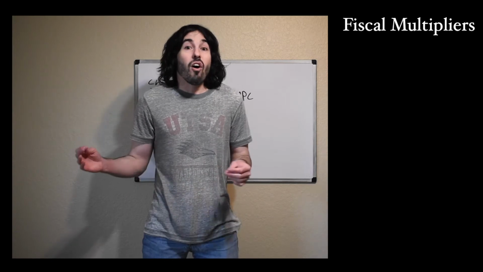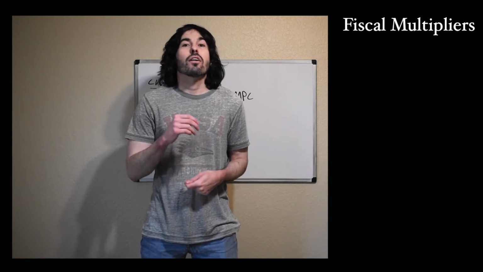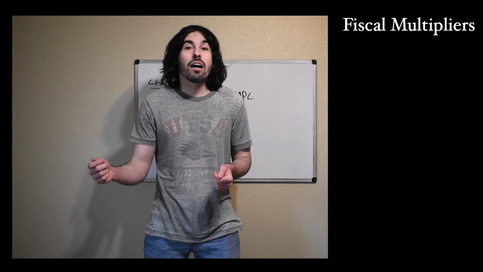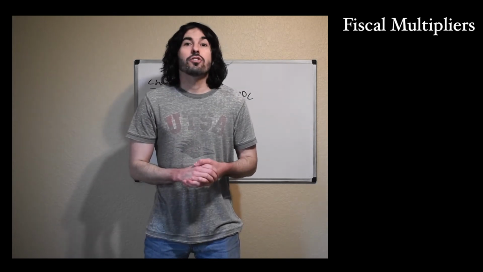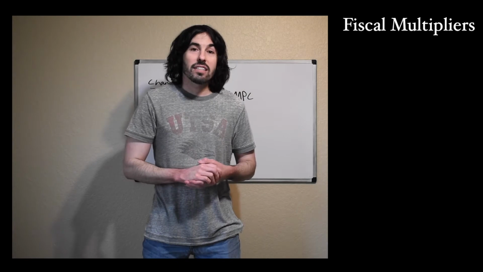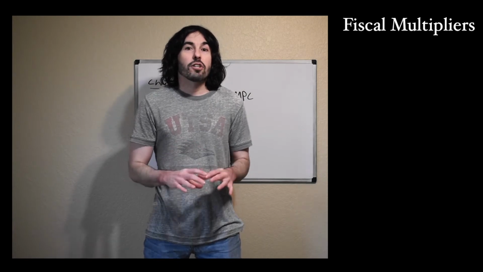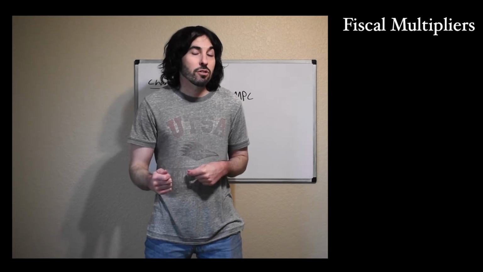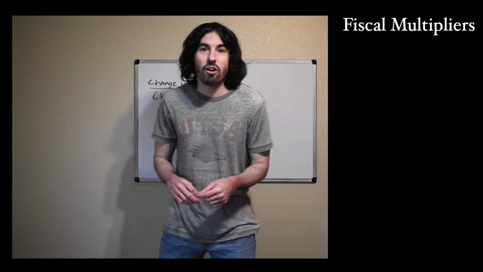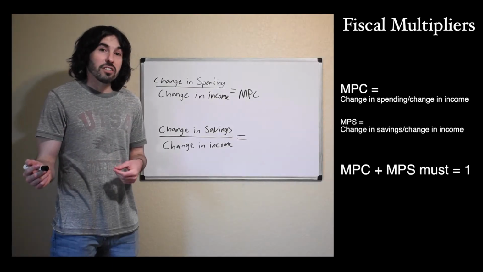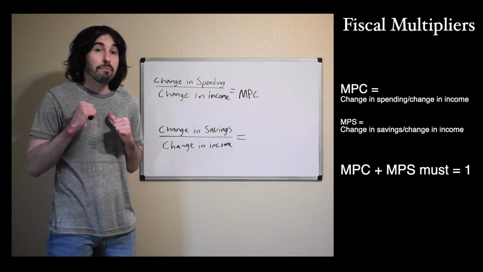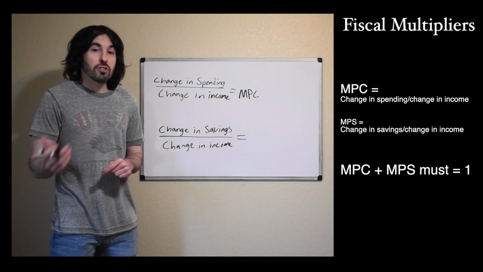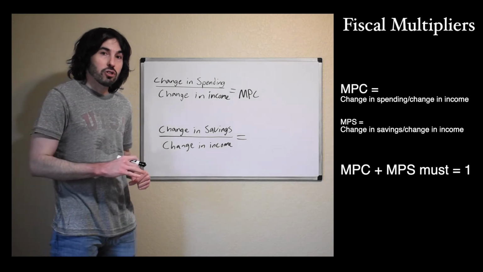Rather than walking through all those steps every single time the government increases or decreases government spending or taxes, what we instead do is use the tax multiplier and the government spending multiplier. First, before we do that though, we need to talk about what our marginal propensity to consume and our marginal propensity to save are.